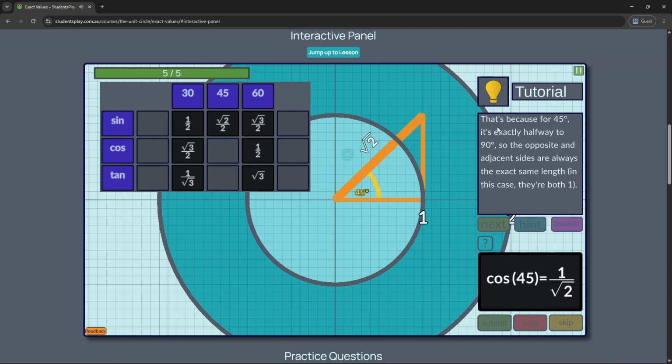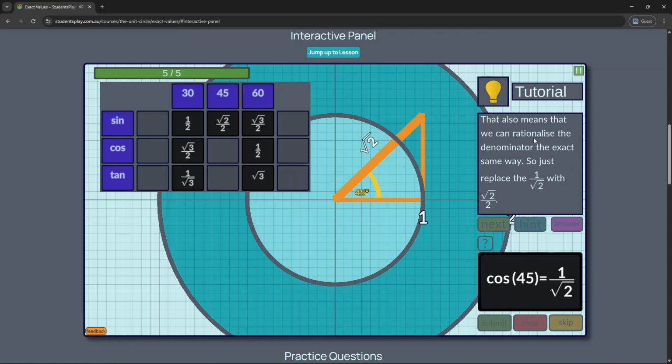That's because for 45 degrees, it's exactly halfway to 90 degrees. So the opposite and adjacent side are always the exact same length. In this case, they're both 1. So a 45 degree angle, you have to go across and then go up by the exact same amount. It's the only way to make a 45 degree angle. So the opposite side here is 1. The adjacent side is also 1. And the cos and sine formulas are both just opposite and adjacent sides over the hypotenuse. So they're going to be identical.